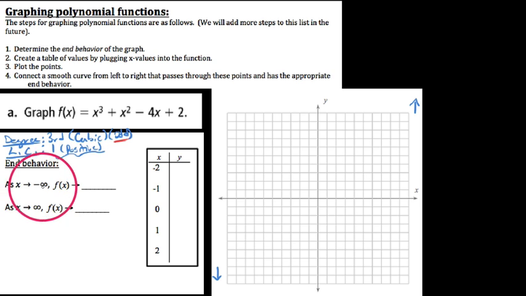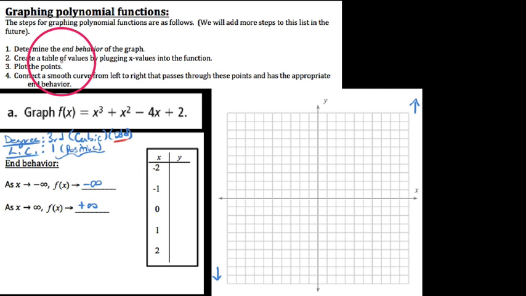But we say as x goes to negative infinity, as we go to the left, my y values will go to negative infinity, they'll fall. And then we'll say as x goes to positive infinity on the right, my y values are going to go up to positive infinity. So there's our end behavior right there. So we've determined the end behavior.